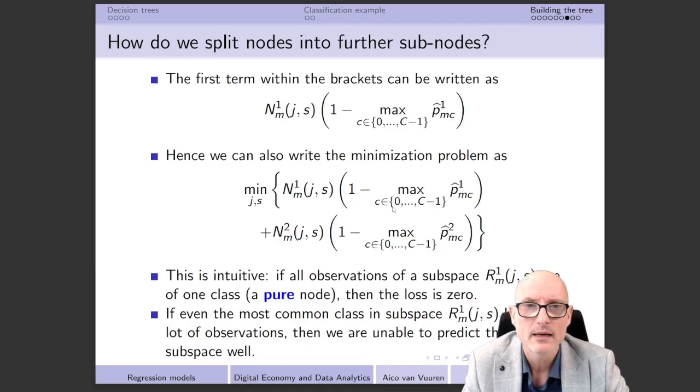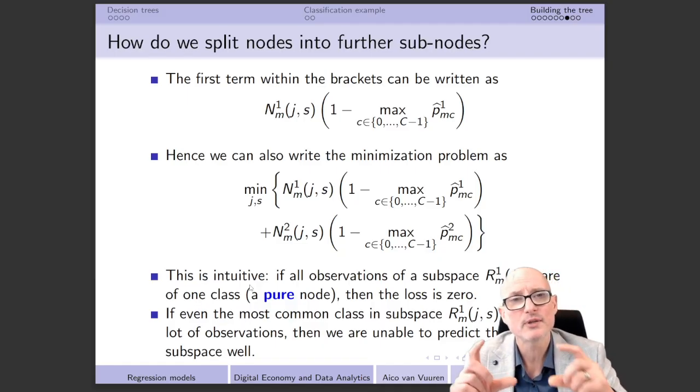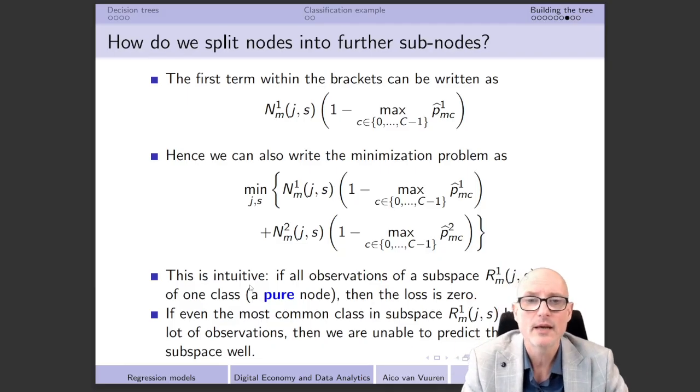The reason behind that is immediately clear when we look at a situation in which all the observations of a particular subspace R1 MJS, this subspace that we have over here, are of one particular class. That is what we usually call a pure node. Remember that we have already introduced pure nodes, when we had a subspace that only had red dots, and we called that a pure node already. Generally, when we have a subspace that has only one particular class, we call that a pure node. The question then arises, what is this thing that we have over here?